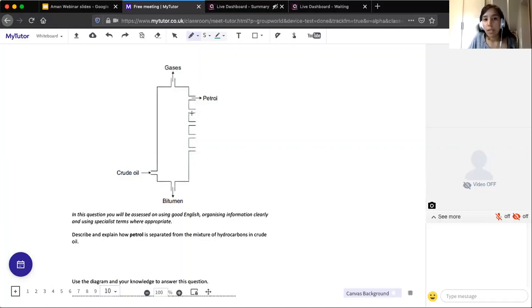Petrol was the second. Does anyone remember the third column? What came off after petrol? Kerosene, excellent. Yep, so aircraft fuel, so kerosene comes off third. Good. What about fourth? What comes off next after kerosene? Good. Diesel, excellent. Well done. You guys are all remembering this really well. Okay, what about the next column after diesel? Fuel oil. Yep.